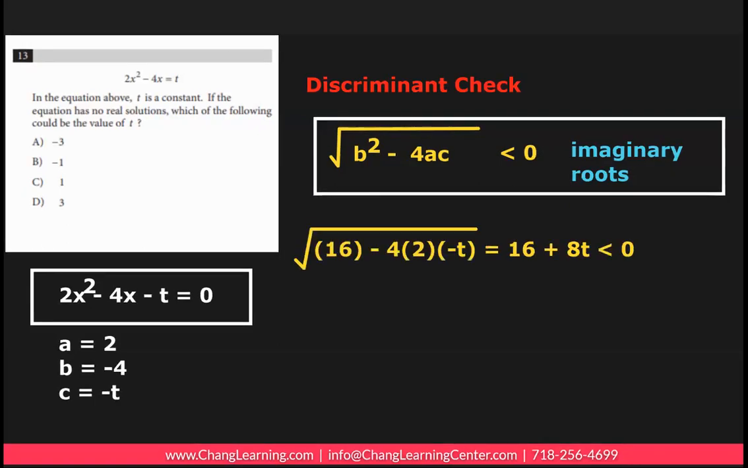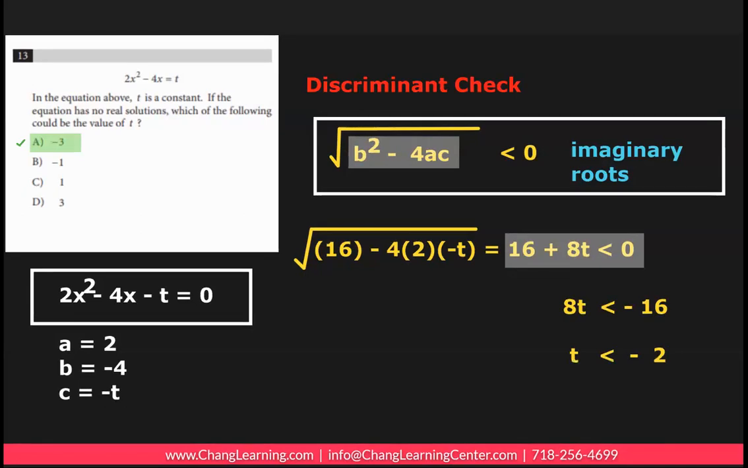For the next step, we plug in negative 4 squared, which is 16, minus 4 times 2 times negative t, and we get that 16 plus 8t must be less than 0. We don't really care about the radical sign here, because if whatever is underneath there is negative, then we'll have imaginary roots. Solving for that inequality, we subtract 16 from both sides and divide by 8, and any value of t that's less than negative 2 will have no real solutions, for the discriminant will be negative. Looking at the answer choices, only A is less than negative 2. The correct answer is A, negative 3.